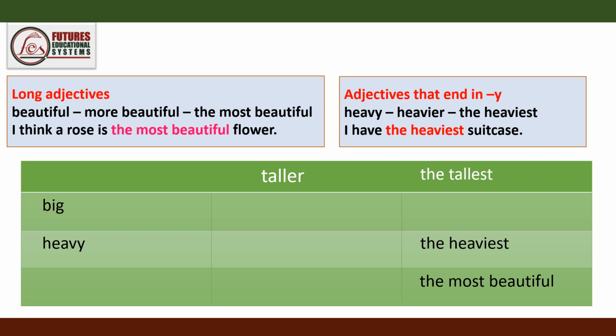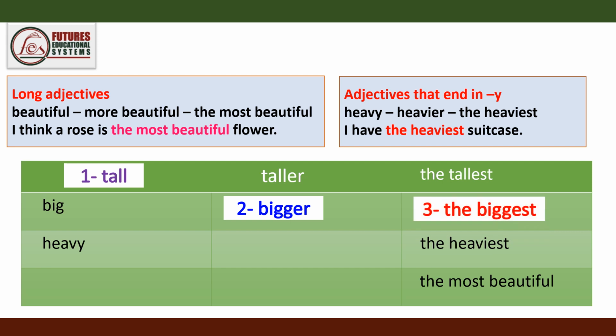So let's complete this table. We have taller and the tallest. So what do you think the adjective was? Yes, it was tall. What are we going to do with the adjective big to form the comparative form? Yes, there is one vowel before the last letter, so we double the G before we add the ER, so it becomes bigger. And for the superlative, it's the biggest. We doubled the G because there is one vowel before the last consonant.